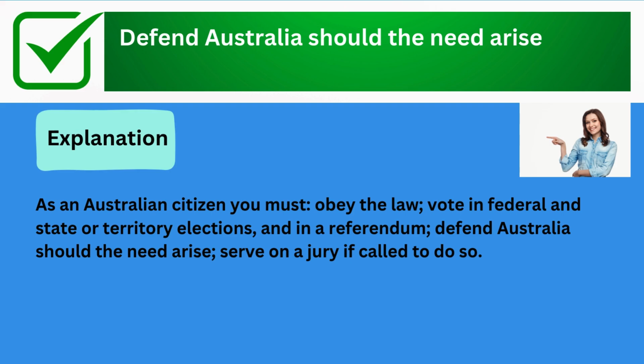Explanation: as an Australian citizen, you must obey the law, vote in federal and state or territory elections and in a referendum, defend Australia should the need arise, and serve on a jury if called to do so.